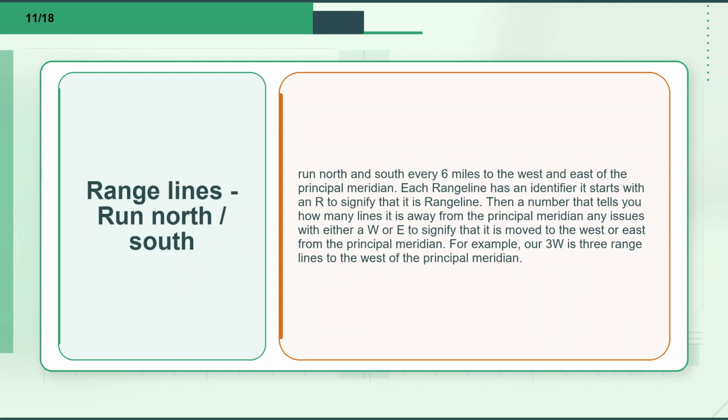Flashcard 11. Term: range lines. Definition: they run north and south every 6 miles to the west and east of the principal meridian. Each range line has an identifier. It starts with an R to signify that it is a range line, then a number that tells you how many lines it is away from the principal meridian, ending with either a W or E to signify that it is to the west or east of the principal meridian. For example, R3W is 3 range lines to the west of the principal meridian.